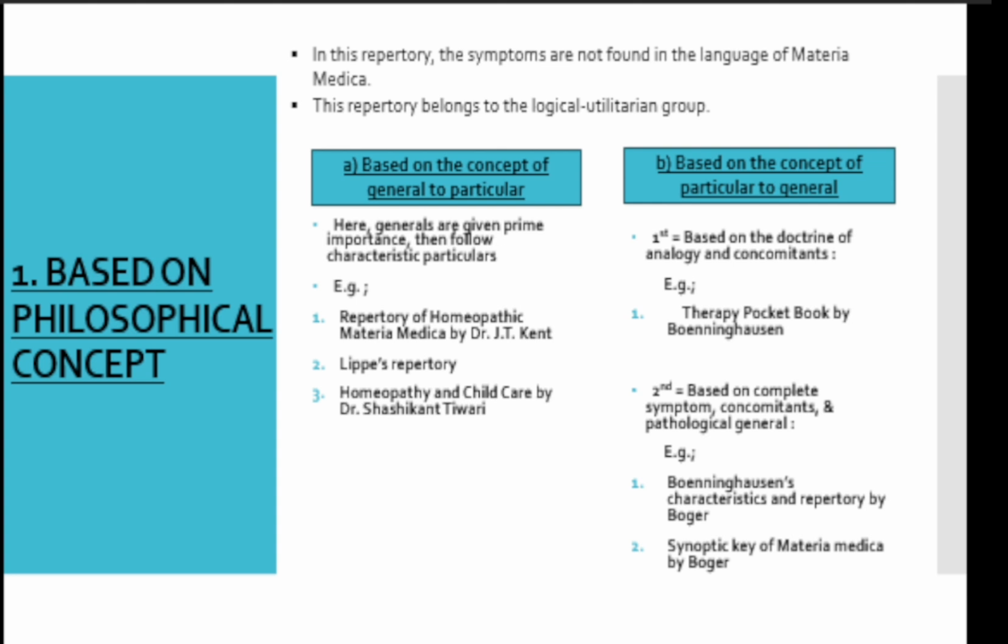Second is particular to general. Here we start from particular symptoms and then go to general. For example, Bonning-Hussein's therapeutic pocketbook is based on doctrine of analogy and concomitance. Bonning-Hussein's characteristic and repertory by Boger and synoptic key of materia medica also by Boger are based on complete symptoms, concomitants and pathological general.